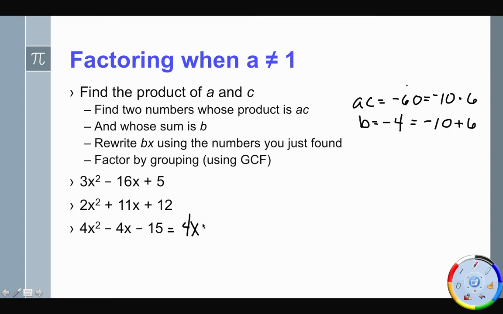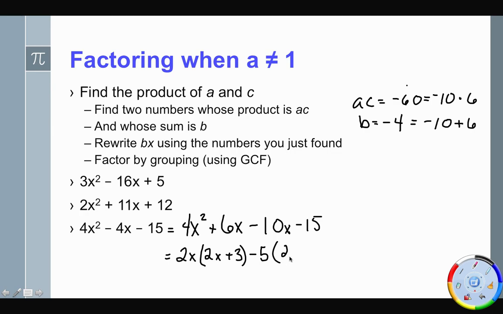I get 4x squared plus 6x minus 10x minus 15. And then factor by grouping. My first group has a 2x in common, and I get 2x plus 3. Again, because there's a minus sign there, we're going to take out a minus, and they both have a 5 in common. And I get 2x plus 3. And there we go. We get the same parentheses.